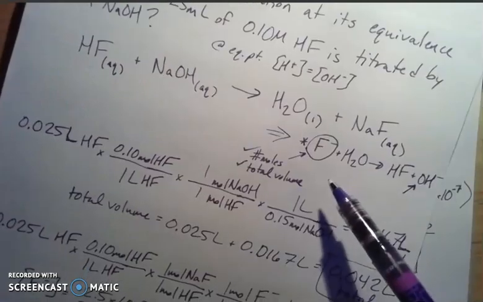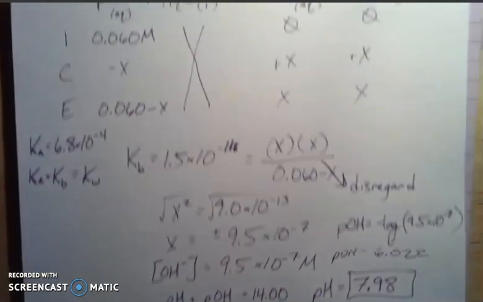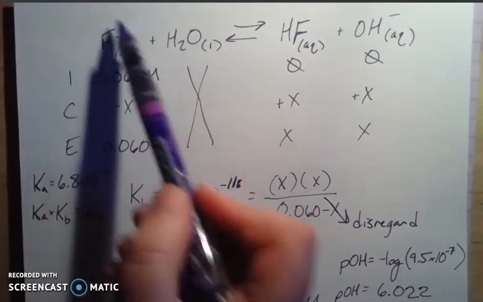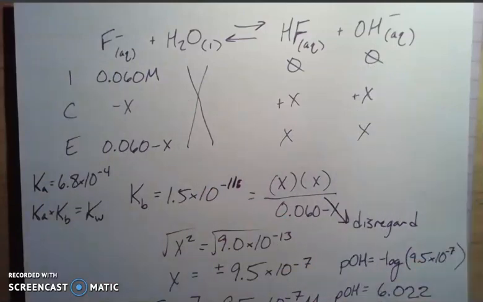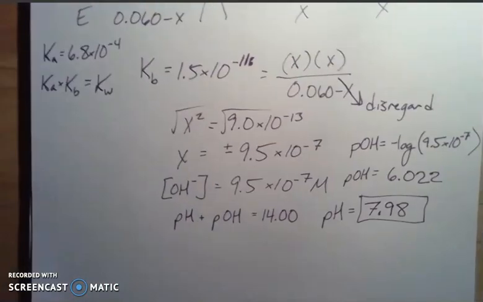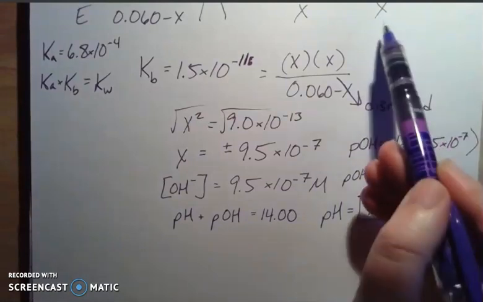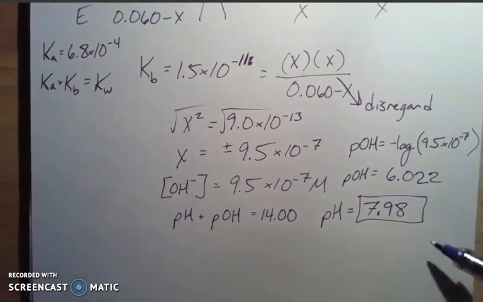We figured out our concentration of that fluoride. We used an ICE box to figure out the impact of that on the hydroxide concentration. We calculated the pOH from that hydroxide concentration, and then that got us to the pH.